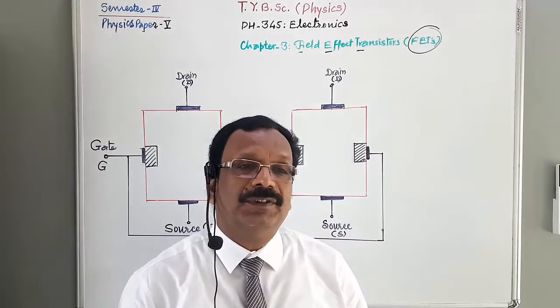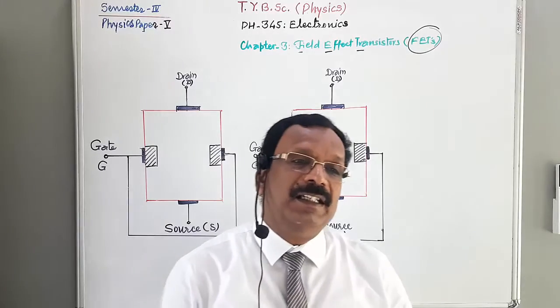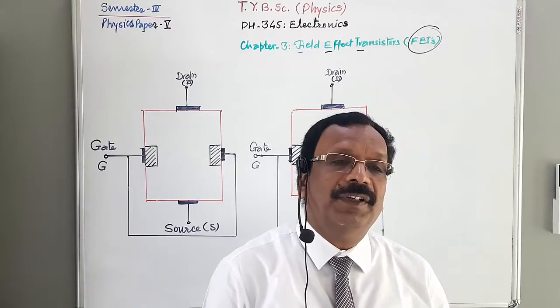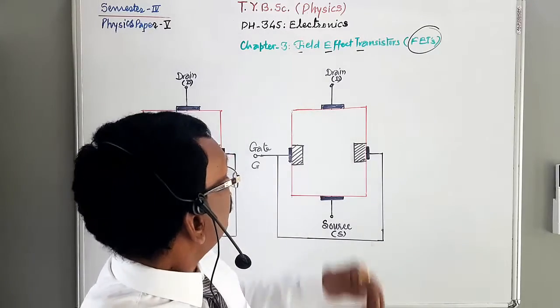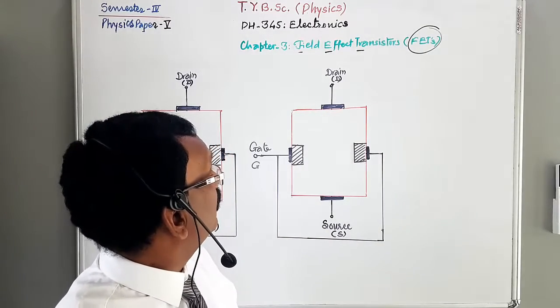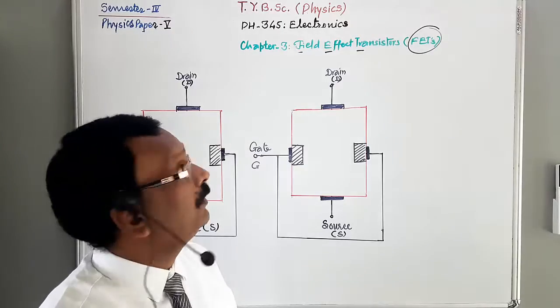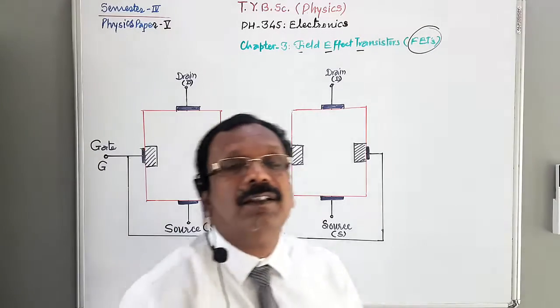Today we are going to start the second chapter, field effect transistors, that is FETs, of Physics Paper 5, that is Electronics, of the last semester.